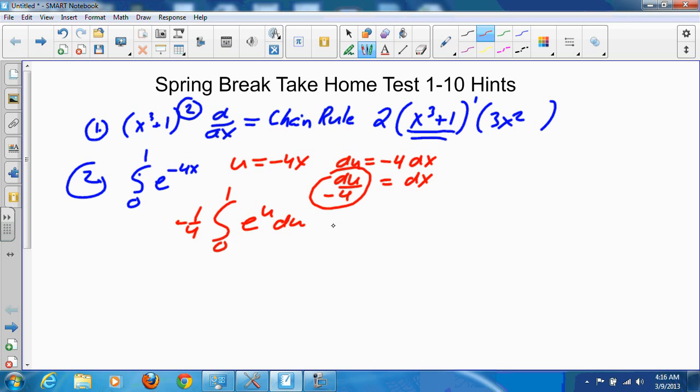So remember, the integral of e to the u is just e to the u, so you get negative 1/4 e to the u, and we're going to evaluate it from 0 to 1, and we're going to substitute back in what u is equal to, negative 4x. Okay, so just do the arithmetic on that and you should be fine.